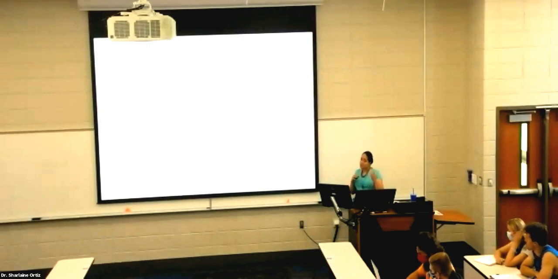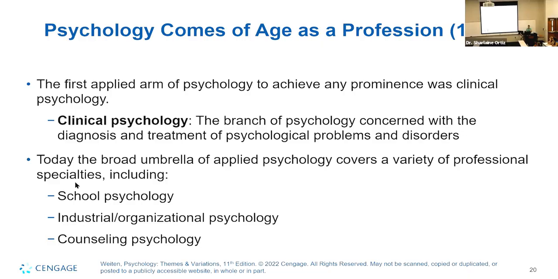Right, so this is the more traditional side of things that you generally associate psychology with. Now, something to keep in mind is that psychology, as you understand it, also covers a wide variety of professional specialties. One of them being school psychology. So in school psychology, we are concerned with understanding behavior in schools, the aptitude in schools.